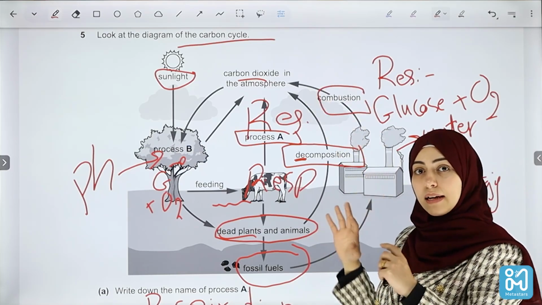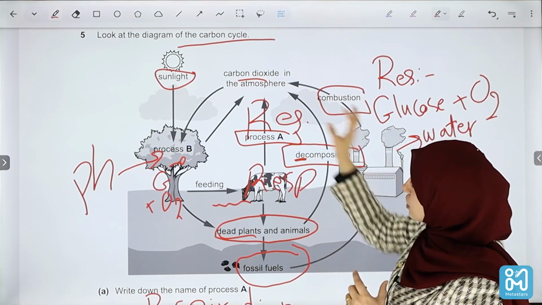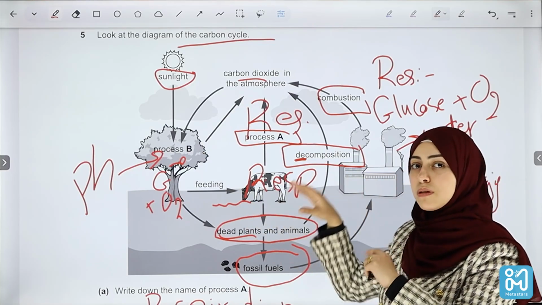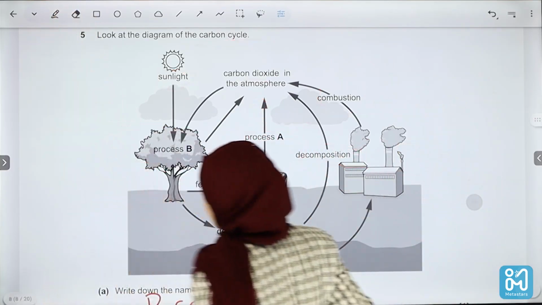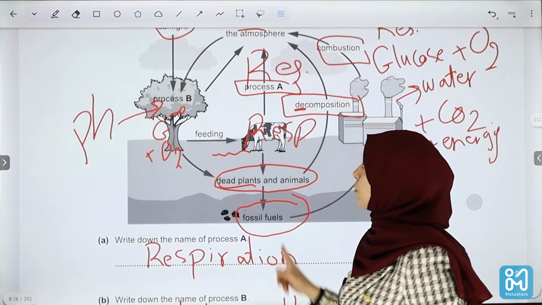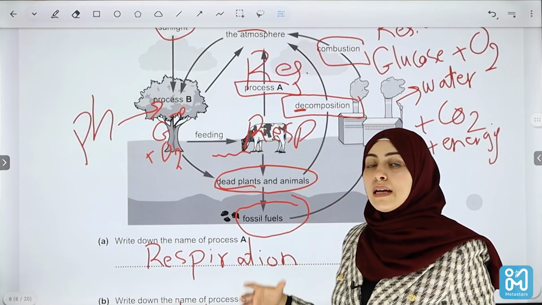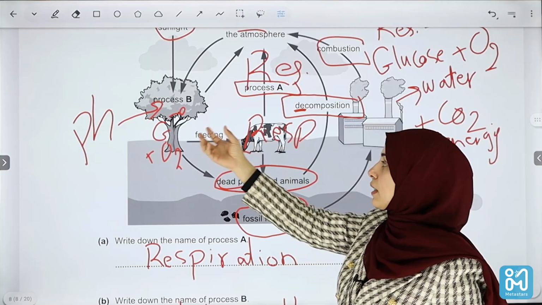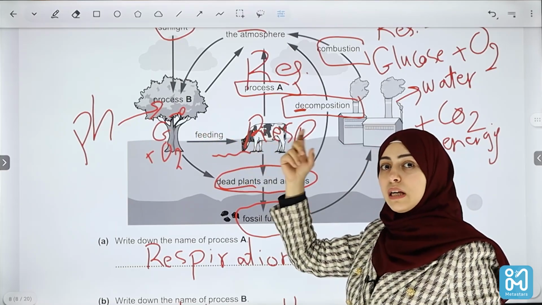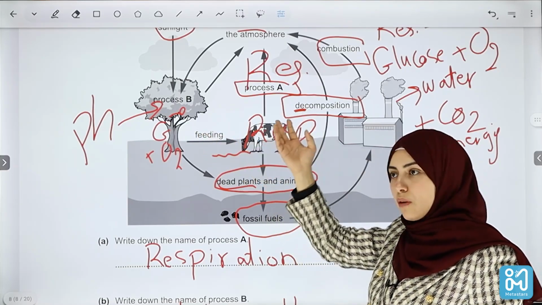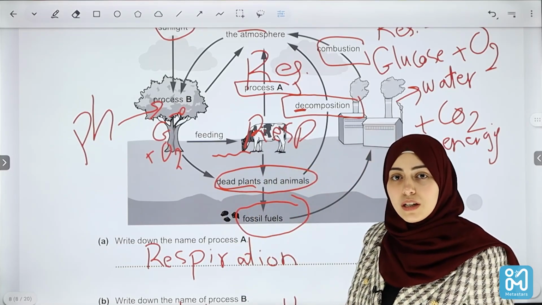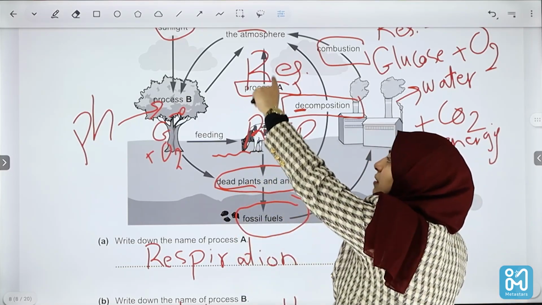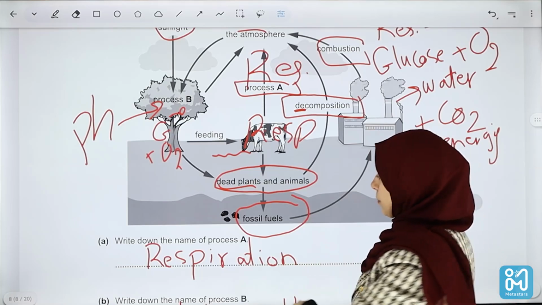Now, we analyze the diagram. We understand what the diagram is, what the processes in the carbon cycle are. Now we will start solving the questions. Write down the name of process A. We just mentioned that it's respiration. When a living organism takes food, the body will break down the glucose particle by the use of oxygen, okay, to release carbon dioxide to the atmosphere.